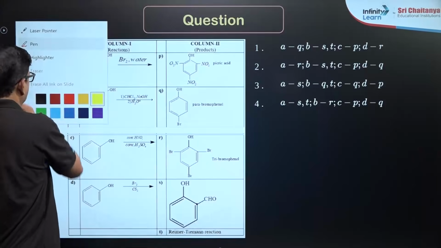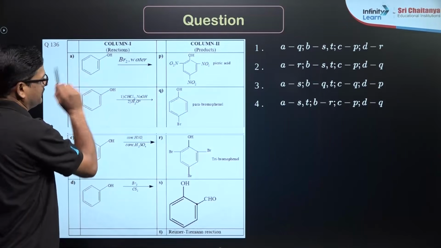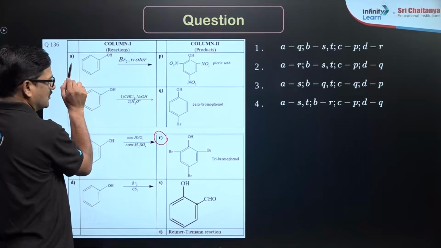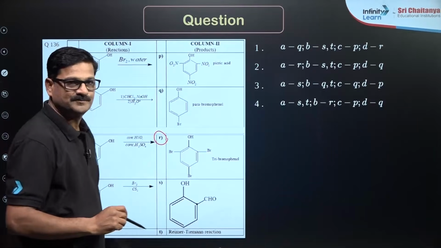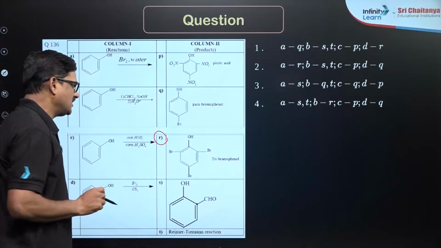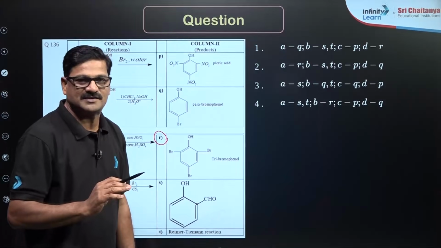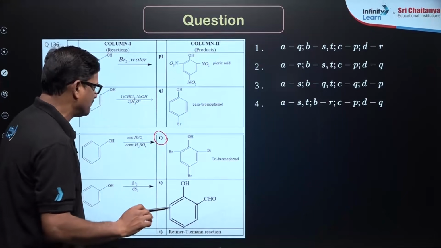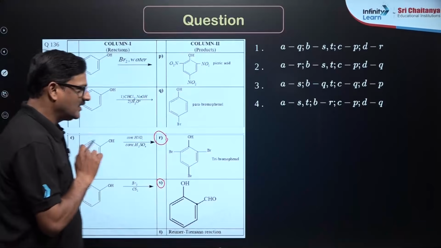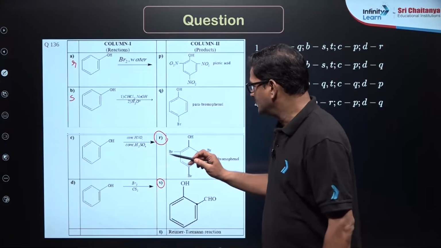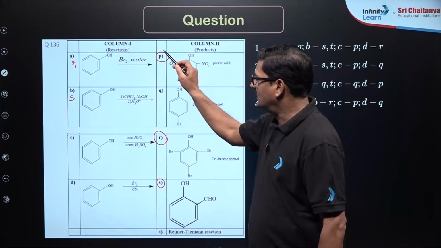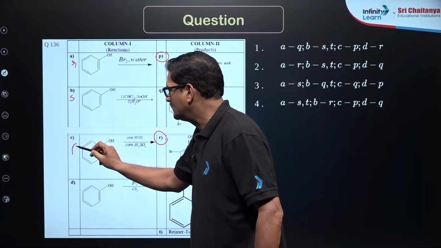Look at this here, bromine water and the phenol is going to give you tribromophenol. So I just want to say A is with R. And phenol with CHCl3, NaOH and H3O+ is a Reimer-Tiemann reaction. Salicylaldehyde is going to be the product and it is going to be B with S. And the phenol is treated with concentrated nitric acid and H2SO4. You are going to get picric acid and you are going to see C is going to be P.